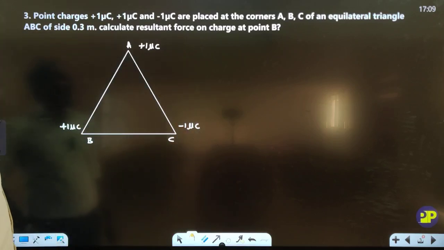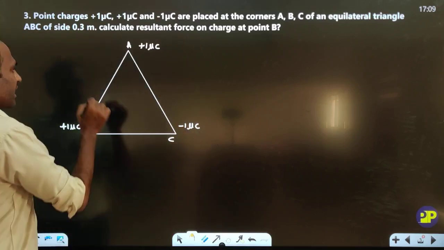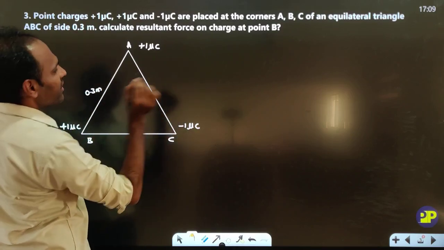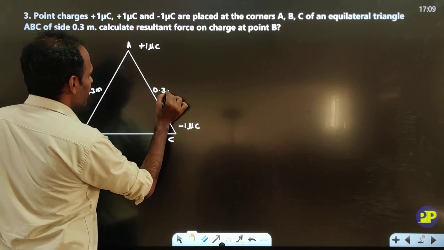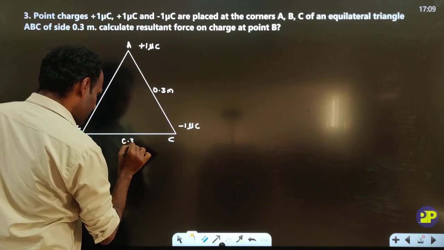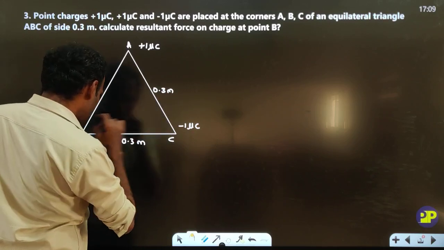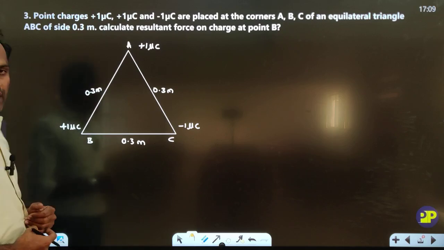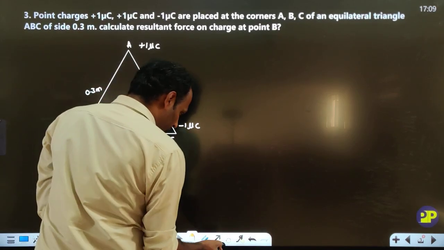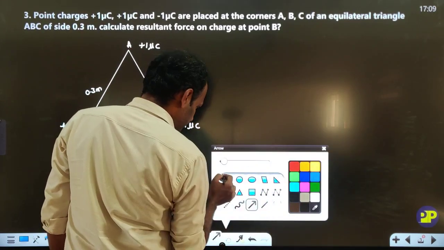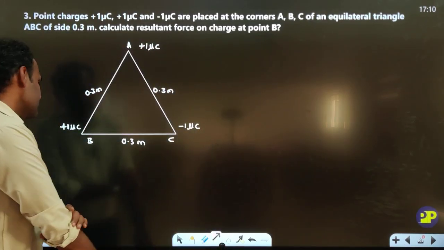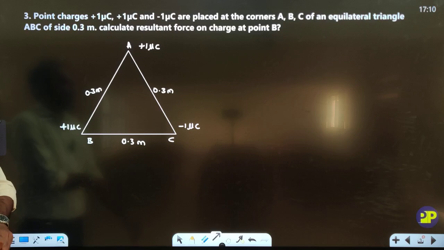Correct? And what we have to do now, the side of the triangle is 0.3 meter. Okay, it is an equilateral triangle, right? It is an equilateral triangle, so all sides will be the same, 0.3 meter. Okay, next we have to calculate the electric field at point B now, right? So to calculate the electric field at point B, you first decide how many electric fields are there at point B.